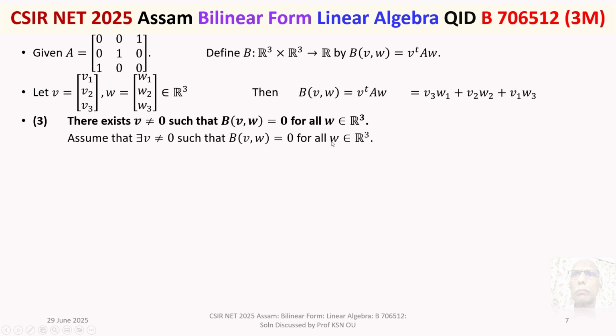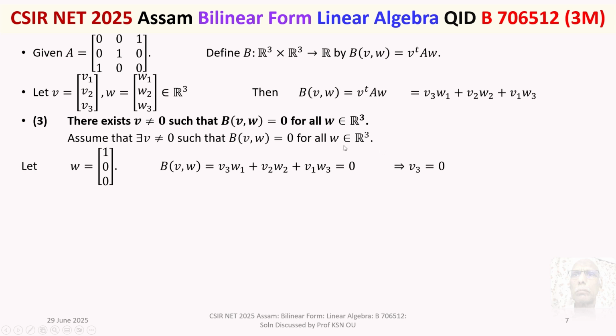Since this is true for all W belongs to R cube, we take W equal to the column vector 1, 0, 0. Now multiply. Now B of V comma W, substitute in the definition. Now W1 survives and the remaining things are all 0. Therefore, you will get V3 is equal to 0.